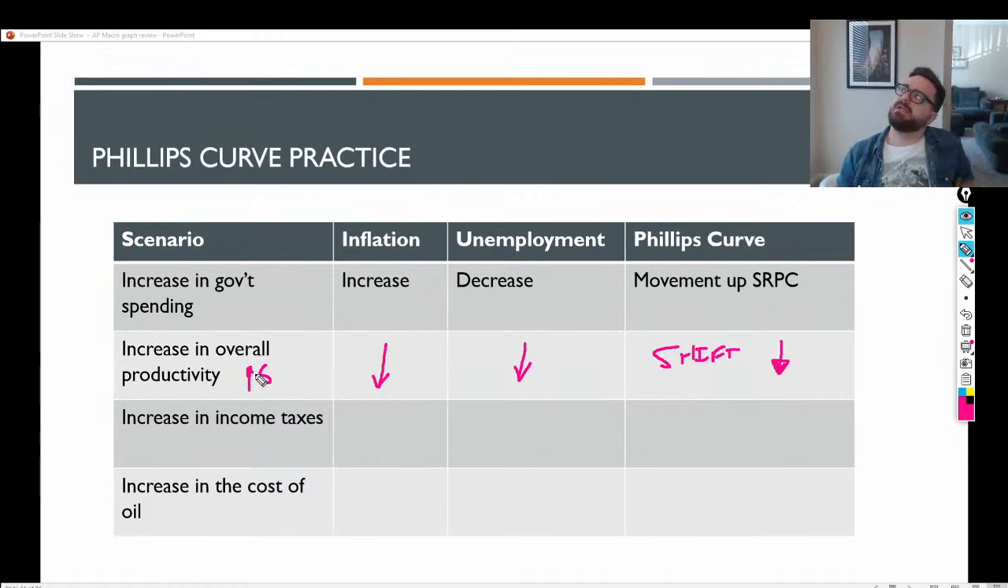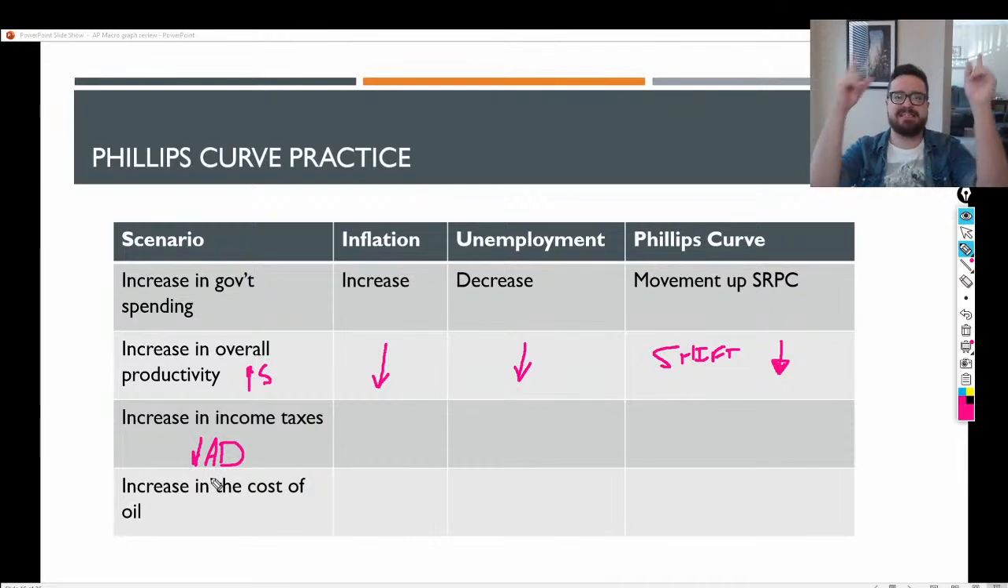Aggregate demand or aggregate supply. Income taxes don't really matter to our ability to produce stuff, because what does that do to businesses' ability to make things? Does it affect our ability to spend? Yeah, it for sure affects my ability to spend. If I'm getting taxed more, I can't spend as much. So that's a decrease in aggregate demand.